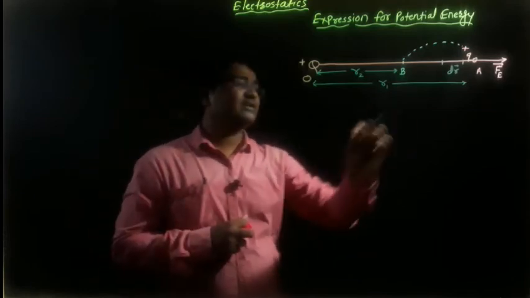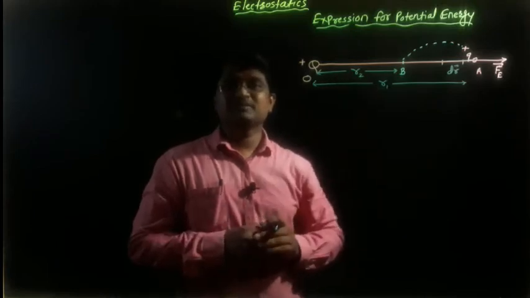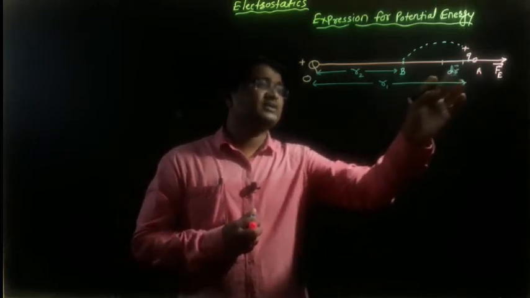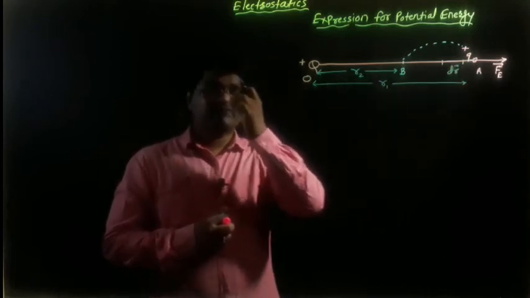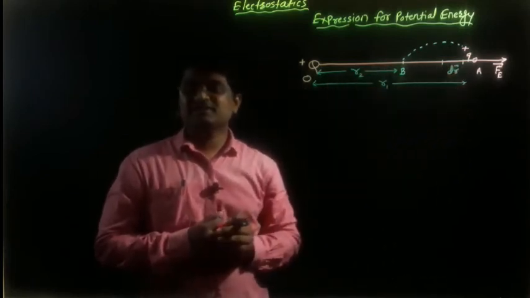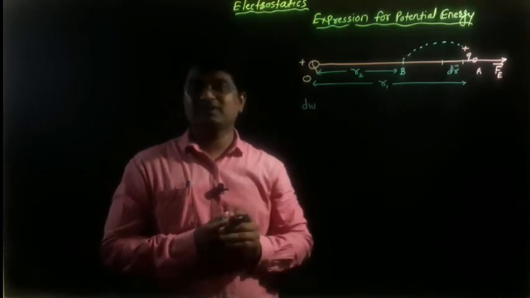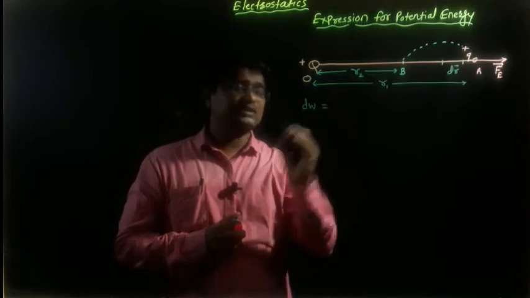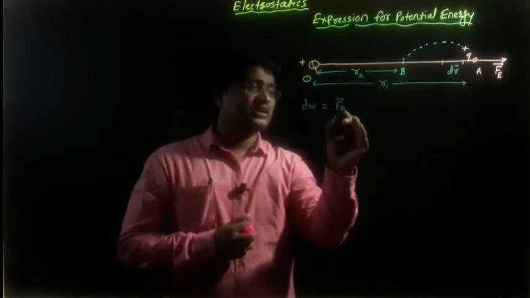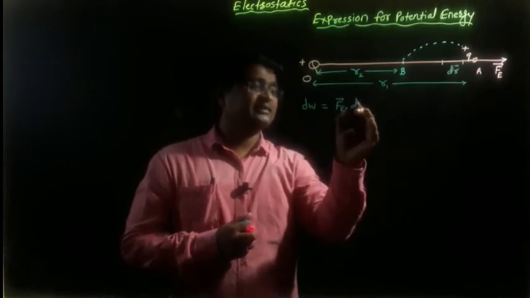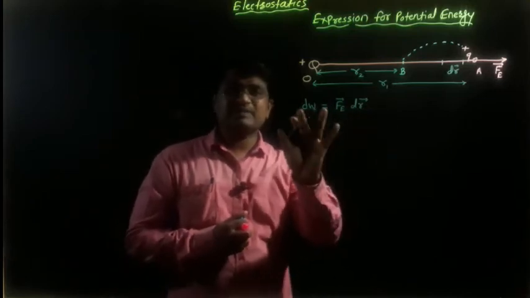So what is the total work done when the object moves from A to B? Simply, we determine it through the smallest displacement. First of all, we calculate the work done due to the very small distance dr. This work done will be denoted by dW. This is the very small work done, and it is equal to the electrostatic force, this is force, times the displacement dr, a very small displacement. And we know that force into displacement is called work.